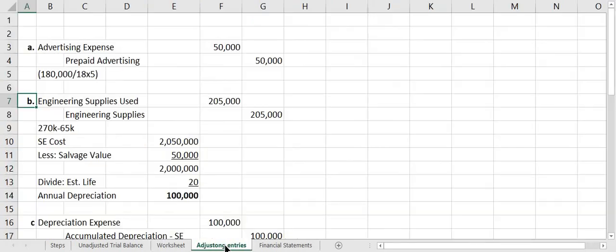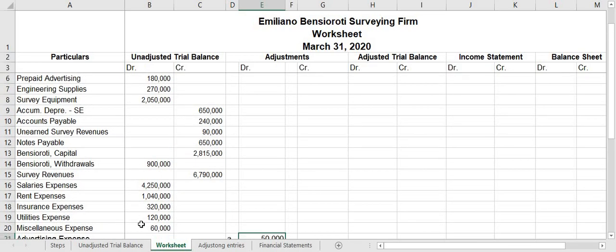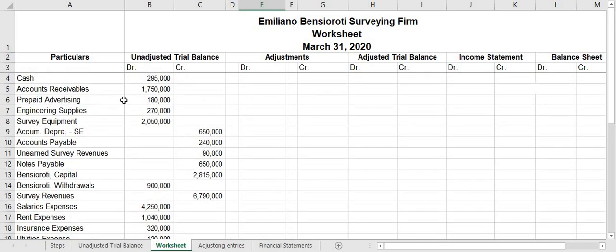The corresponding credit is prepaid advertising. So, we will look in our unadjusted trial balance whether there is a prepaid advertising account. So, in this case, there is. This one. Prepaid advertising credit for 50,000. And of course, the letter. It's letter A. Again, for checking or cross-referencing.